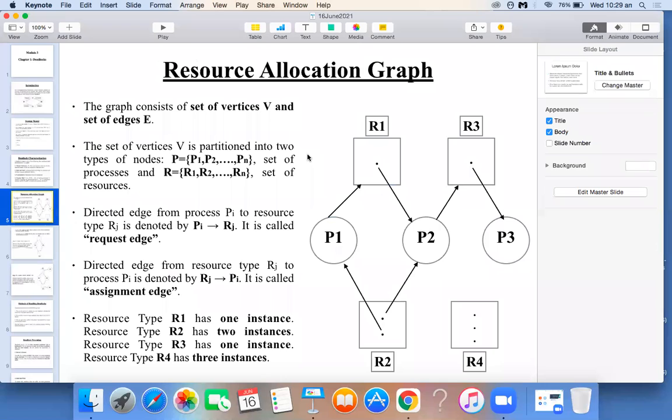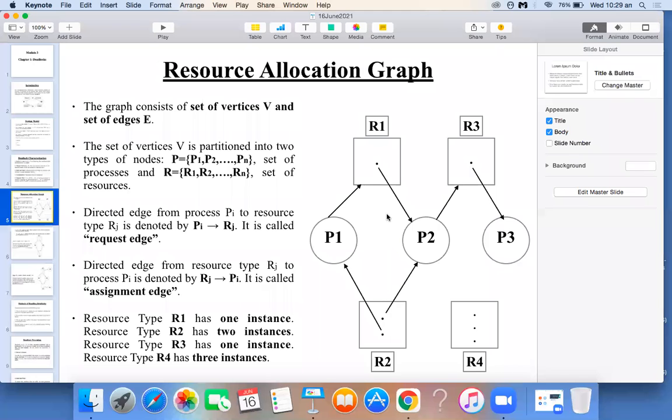So you might get a question: what is meant by a resource allocation graph? We know what a graph is, right? A graph is nothing but a collection of vertices and edges. We learned this concept in your previous semester, in DMS. A graph is a collection of vertices and edges. So what are vertices?